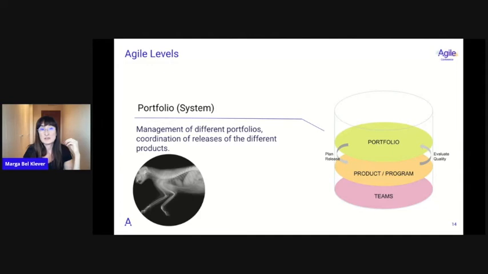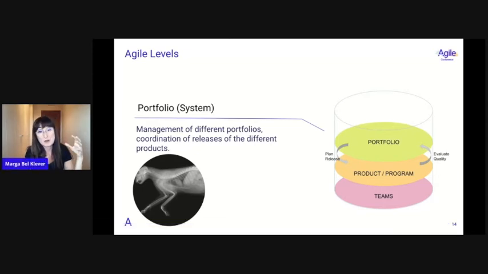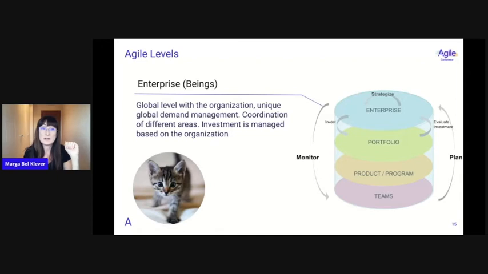Then we move to the third level. The third level is for big companies, much bigger than the others, and it requires governance, requires working with different portfolios, requires a big coordination, requires coordinating releases and different products, evaluating and standardizing quality. The quality when we have a complex product is key. In our case, for example, it could be a marketplace. So let's move to the final one.